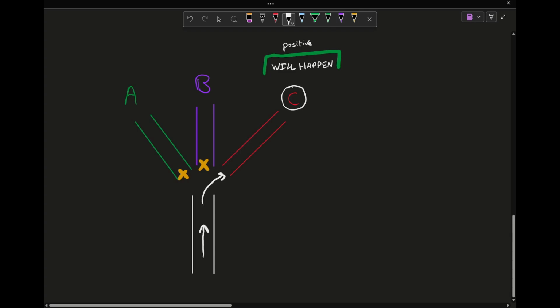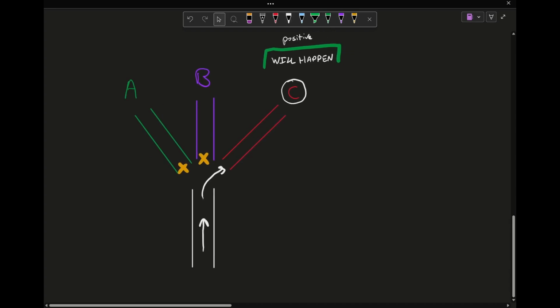But just as certain as the outcome that will happen are the outcomes that will not happen. So tracks A and B, both of those are scenarios that will not happen. And I'm just as sure about that as I'm sure about the outcome that will happen. So these outcomes are under the negative sense of certainty.